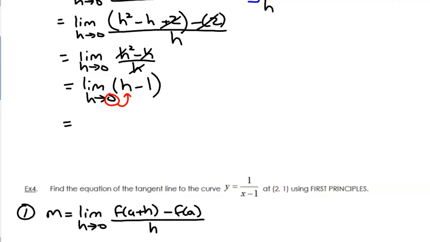Sorry if I'm going kind of fast. I just figure you guys have these skills already. I'm subbing in, I don't have to write this anymore. 0 minus 1, which is -1.